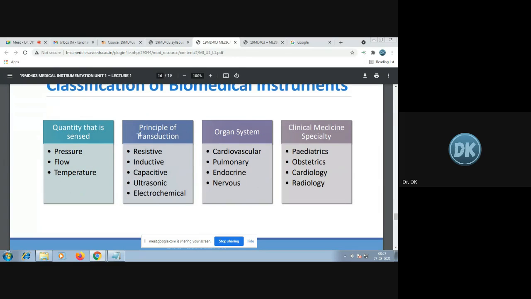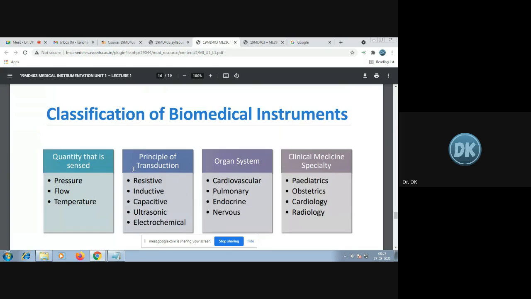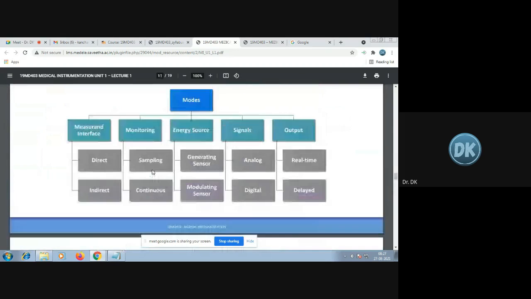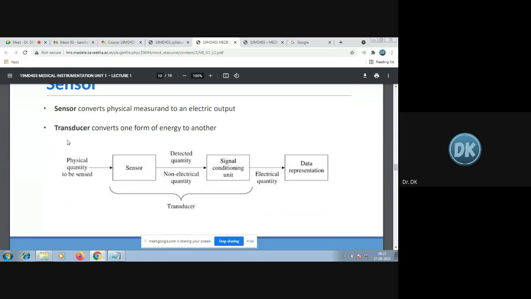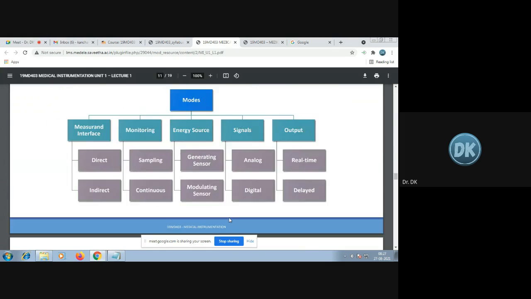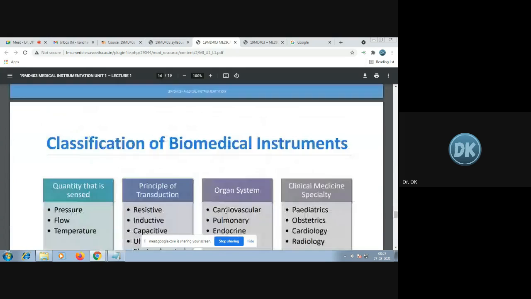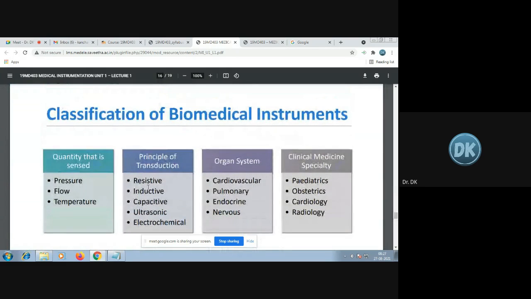The second one is the principle of transduction. Like I said, a sensor will just measure the value. A transducer will measure the value and then convert it into an electrical signal, right? This definition we already discussed in the last class. The sensor measures the physical quantity, and the transducer converts one form of energy to another. In transducers we have different principles. One can be a resistive transducer, or it can be based on the inductive principle, capacitive principle, ultrasonic, or it can be an electrochemical transducer.